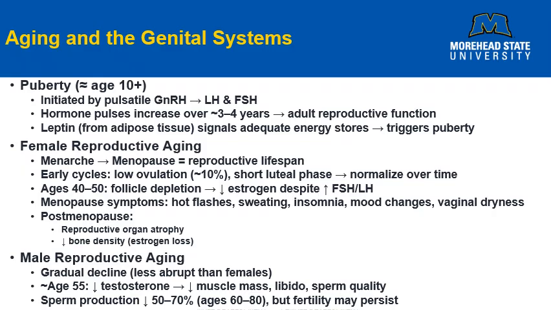we will start to lose our ability to complete spermatogenesis. Our sperm production will decrease at a staggering amount, 50 to 70% between ages 60 to 80. So while we still have some present, it's not as efficient. So there's less chance for pregnancy to occur.